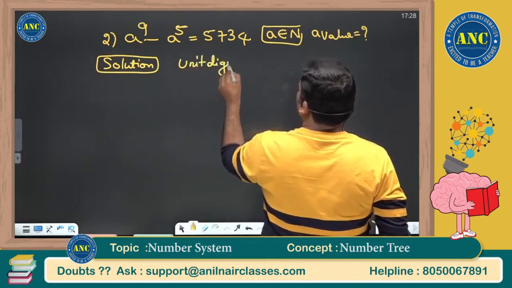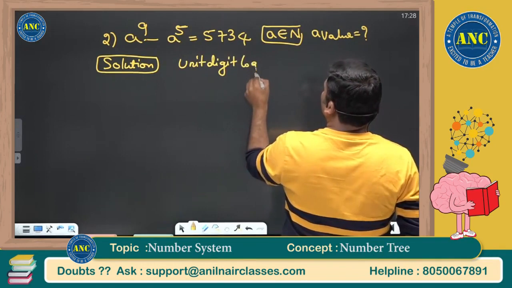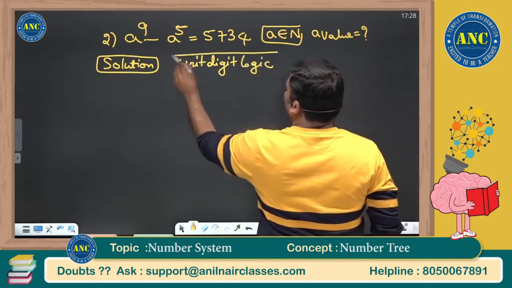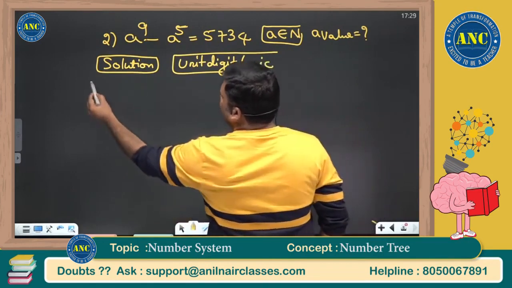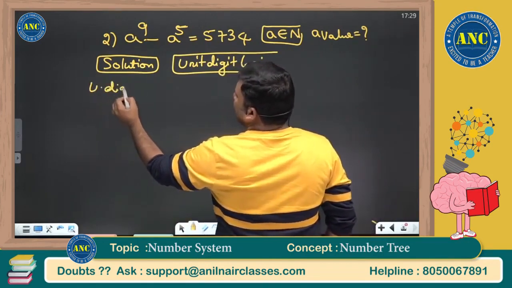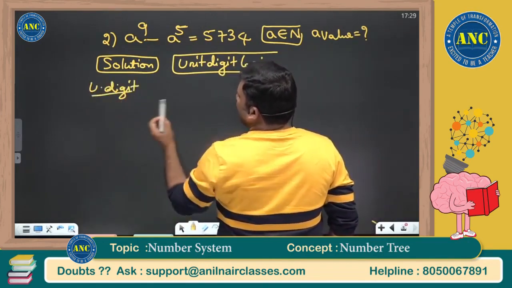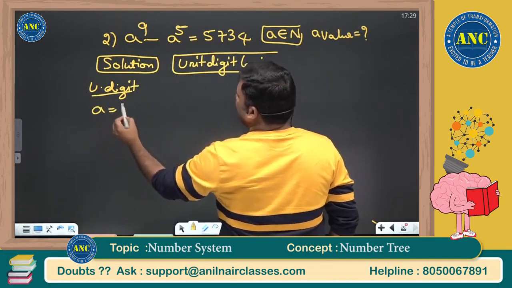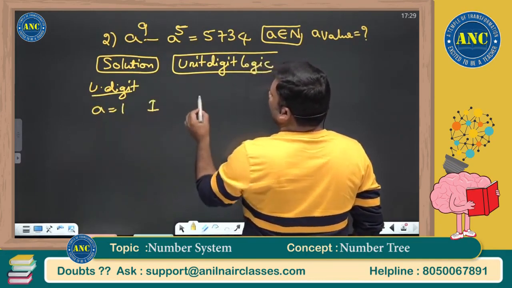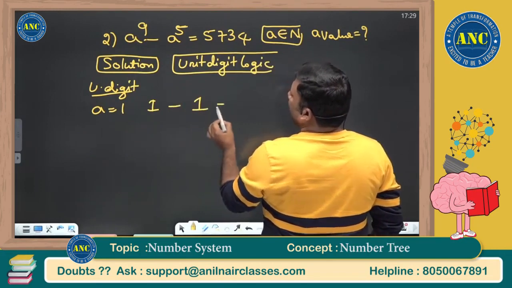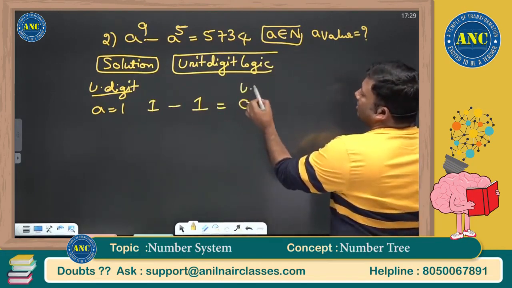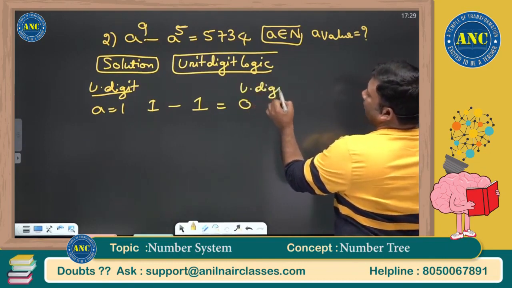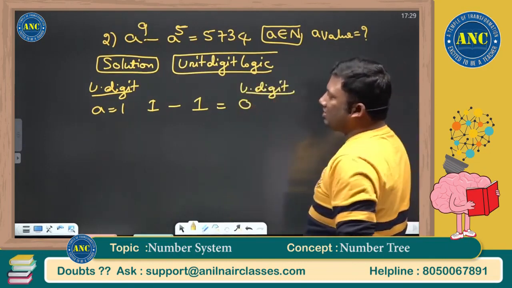Now see here, what is the logic of the unit digit? Suppose I take the unit digit of A. If the unit digit of A is 1, then 1 power 9 is 1 and 1 power 5 is 1. 1 minus 1 is nothing but unit digit 0. The right hand side unit digit is 0.